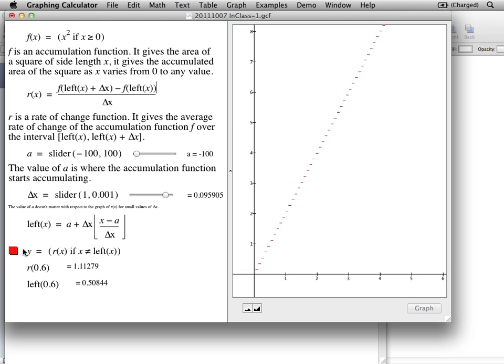Maybe it's easier to see if I make it red? That's the same. Okay, look at what happened to the graph. What I want to do is see what difference the value of A makes, because we just picked negative 100. Let's see what difference the value of A makes.